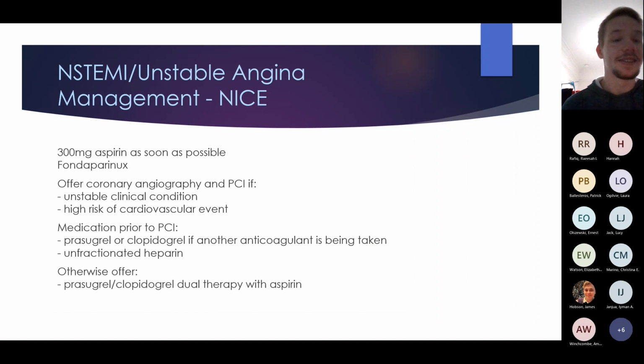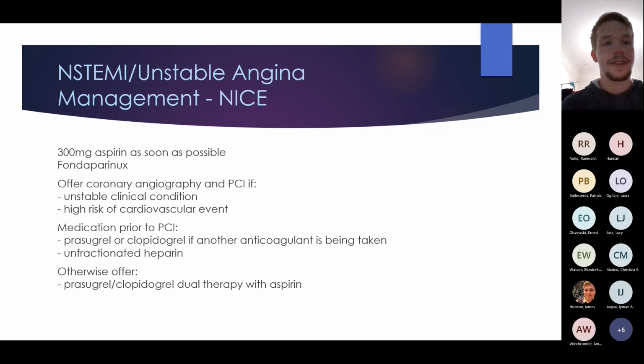Again, NSTEMI and unstable angina, again, 300 milligrams aspirin, and they also recommend using fondaparinux as well for that. And similarly to a STEMI, it's advised that you offer a coronary angiography and PCI if they're unstable or there's a high risk of a cardiovascular event happening. Again, they advise giving dual therapy of that aspirin given before and either clopidogrel or prasugrel and unfractionated heparin.